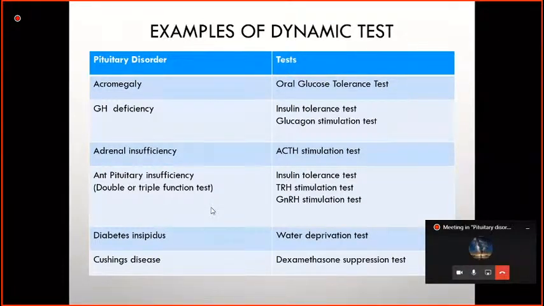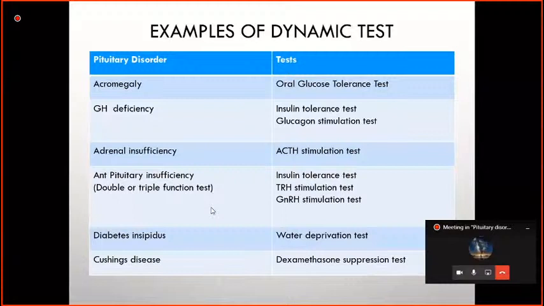For growth hormone deficiency, you have the insulin tolerance test and glucagon. We're not going to talk a lot about this, and we are not going to cover so much on GH deficiency anyway. Adrenal insufficiency, you have the ACTH stimulation test. We're going to talk about this in adrenal disorders. Anterior pituitary insufficiency, we have the triple test. Diabetes insipidus, we have the water deprivation test. We are going to cover diabetes insipidus more when we do the urinary system as well.